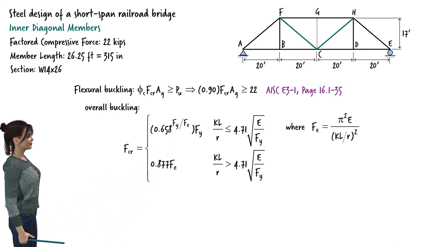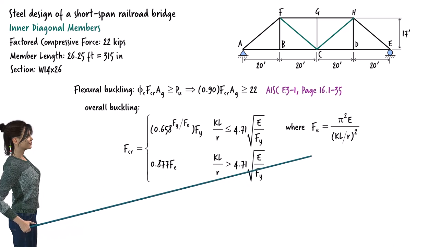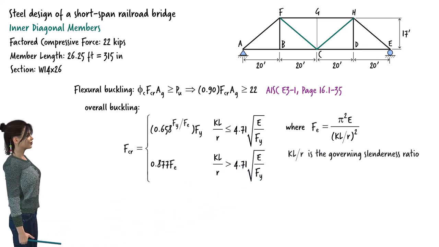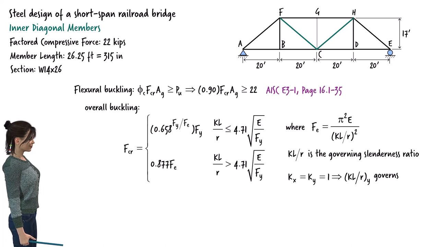E3-3. F sub E equals, where KL over r is the governing slenderness ratio for the member. Since truss elements are assumed to be pin connected at their ends, we can take effective length factors, Kx and Ky, as one. Therefore, the weaker direction controls the buckling of the member. This means we need to calculate the critical buckling stress using the properties of the section about the y-axis.